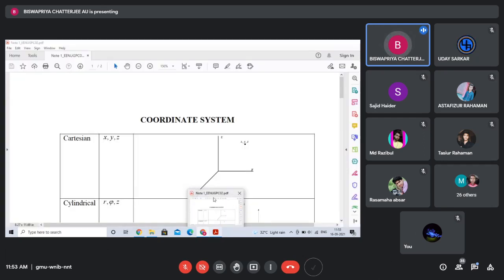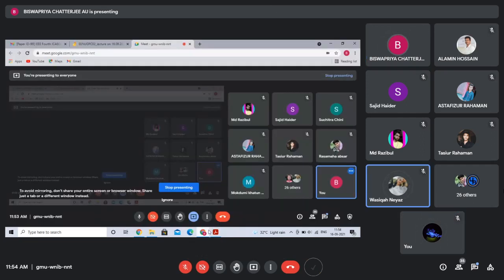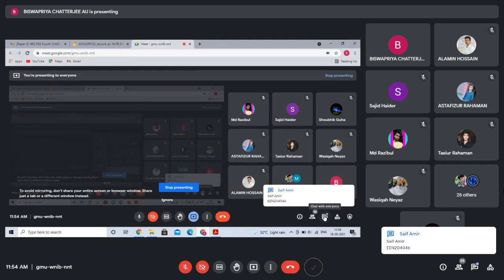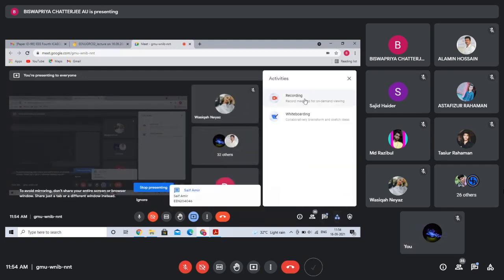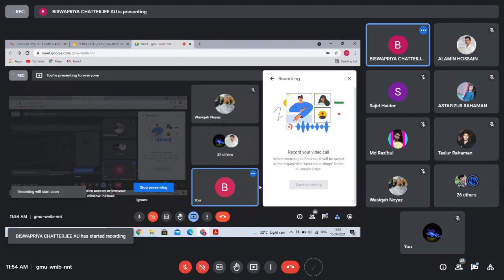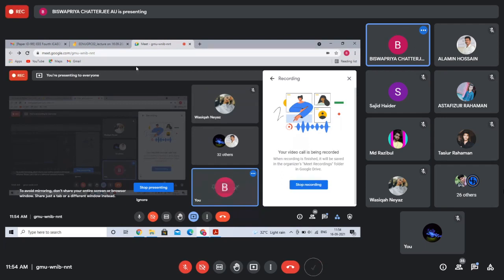Is my screen visible? Yes, sir. Are you seeing the coordinate system on the screen? Yes, sir. Wait a minute, please. Okay.